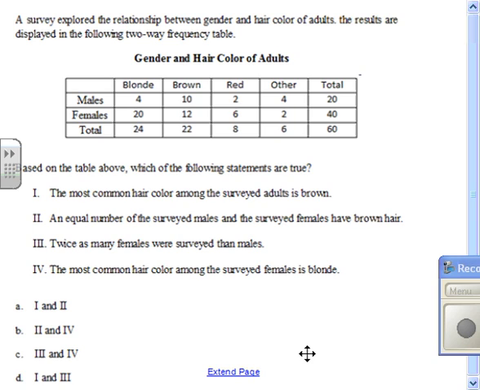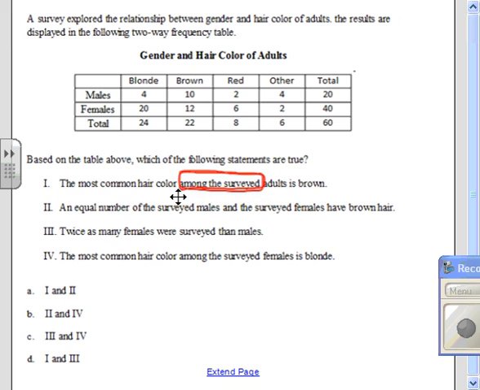The most common hair color among the surveyed adults, okay? The prepositional phrase like of or among tells you basically the denominator. The denominator is going to be surveyed adults. So is brown. So you're looking for brown, the brown comparison with everyone else's.